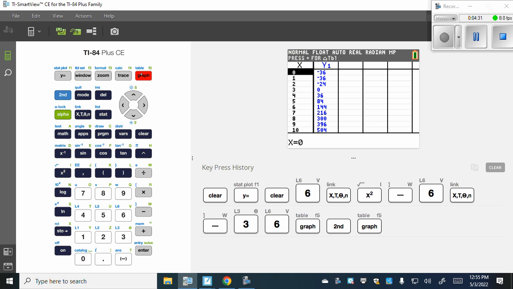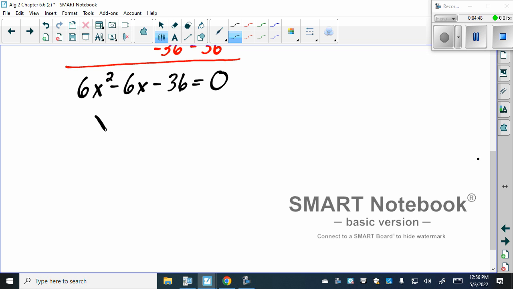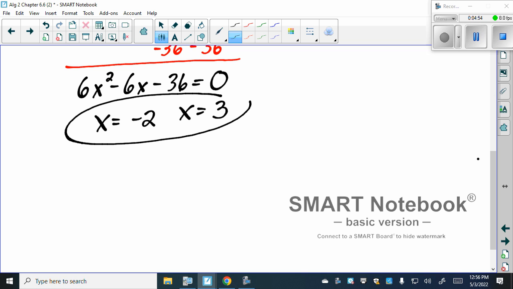So if we go second table, one of the values of x that makes the y value equal 0 is negative 2. The other one is at 3. So what that tells us for this here is that x is equal to negative 2 and x is equal to 3.